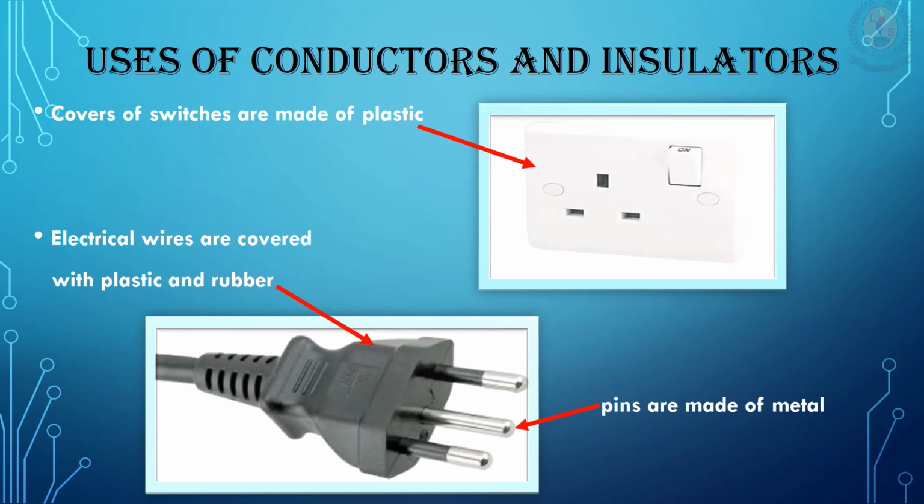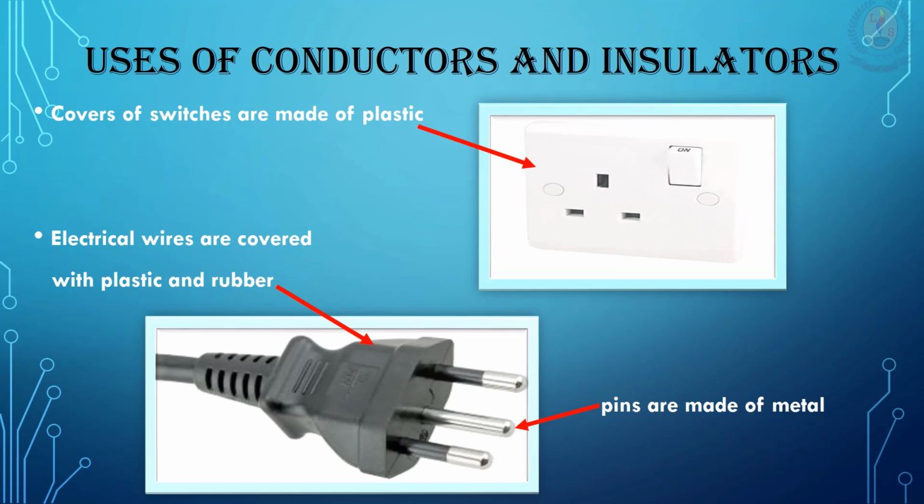Wires that touch each other will interfere with the flow of electricity, and that will stop the circuit from functioning properly. Therefore, the insulators are used to protect us from coming in direct contact with electricity. Look at the first picture, my dear children. You can see a switch. Covers of switches are made of plastic. Plastic is an insulator.